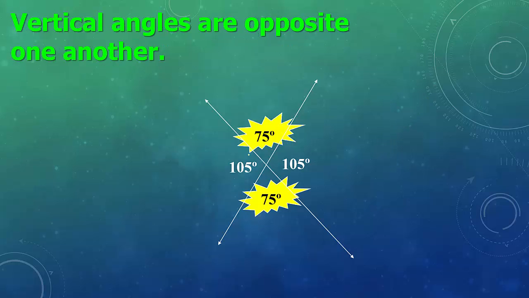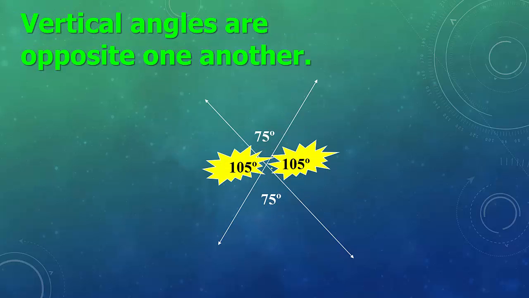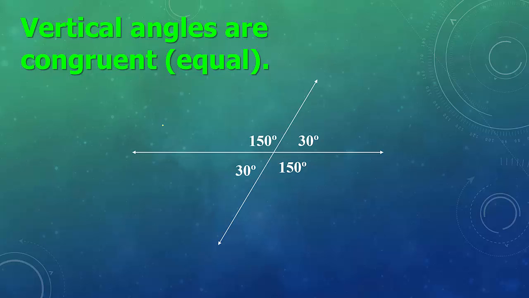Okay, vertical angles are angles that are opposite to one another, and they are always congruent. So again, when you have two lines that intersect, it's the angles that would be opposite, like these two here, and obviously these two here. So you've got the two that are 75 and the two that are 105. Vertical angles are congruent, so that's important. So you should probably write that down somewhere. Vertical angles are congruent.